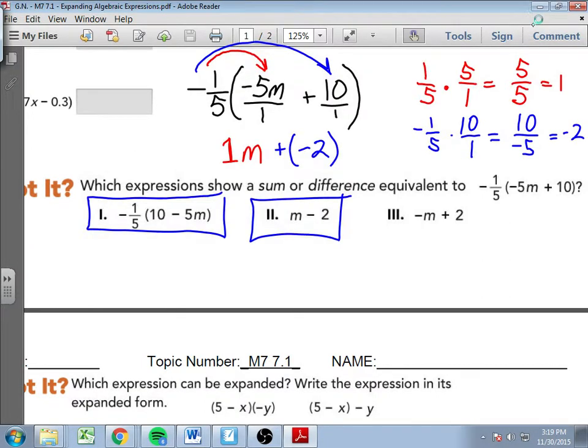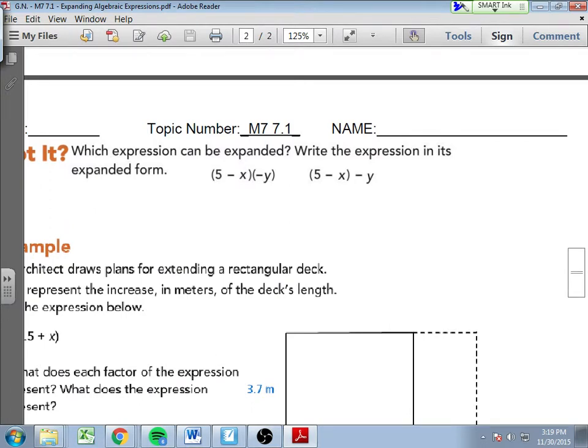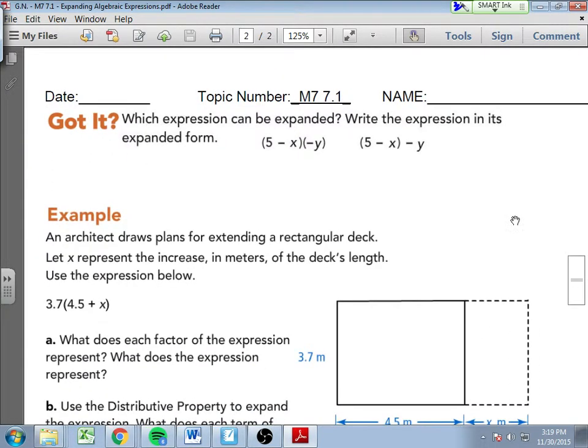Questions, comments, concerns? I didn't do it that way. To find number 1, I just did the negative 5 plus the 10, which equals 5, so I did 10 minus 5, which equals 5.